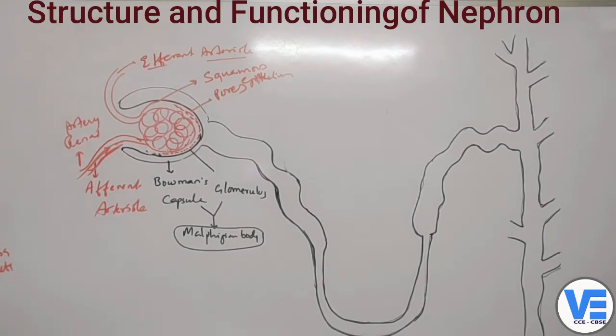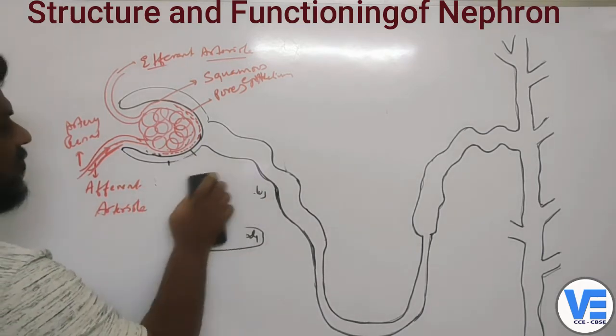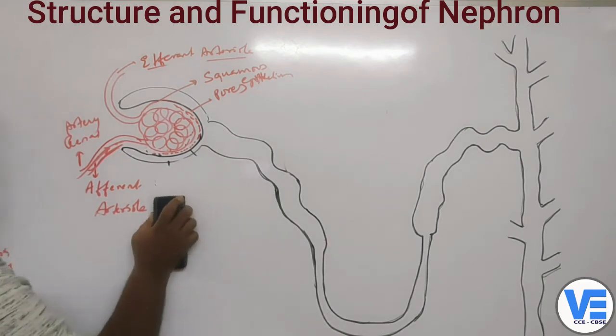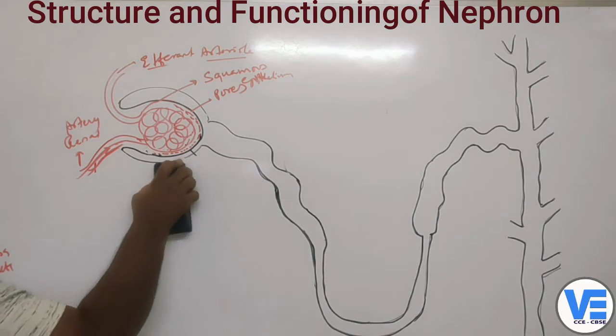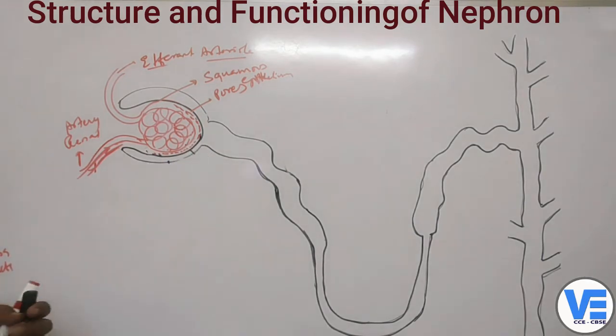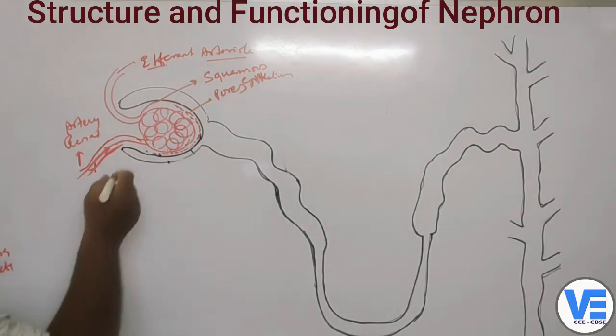Okay, so I'm rubbing this here. Okay, children, so I'm just trying to rub this out. And again I'm rubbing the efferent arteriole also, so that I can make some space to write this. So what are the things which are sent out here?